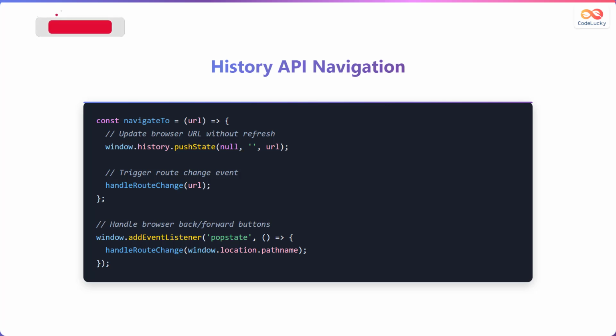To handle browser back and forward button clicks, we add an event listener to the window for the popstate event. This event is triggered when the active history entry changes. Inside the event listener, we call the handleRouteChange function with the current pathname.